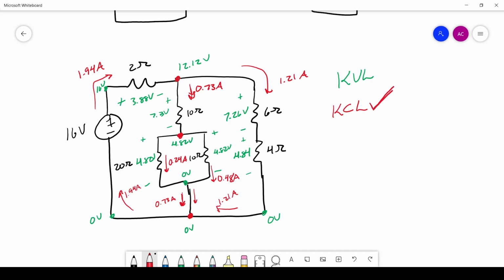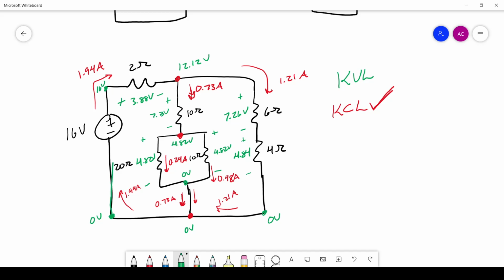So KCL is satisfied. Now let's check KVL. KVL, remember, says across any closed loop, the sum of the voltage rises and drops has to be equal to 0. I think it's helpful to, like I said, designate a 0 volt spot and then just go through and check. So we start off at this bottom left corner.